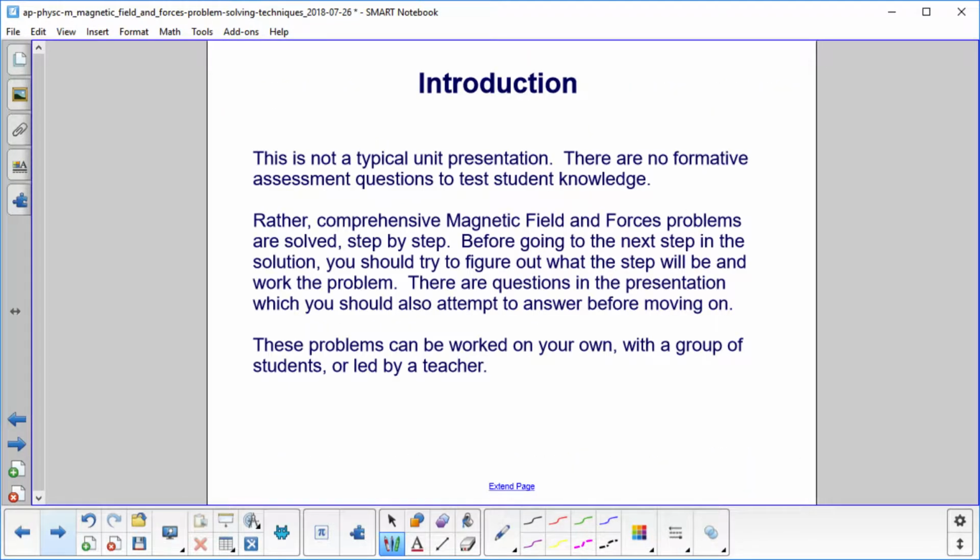Introduction. This won't be a typical unit presentation. There are no formative assessment questions to test your knowledge. However, comprehensive magnetic field and forces problems, and there will be 3 of them, are solved step by step.